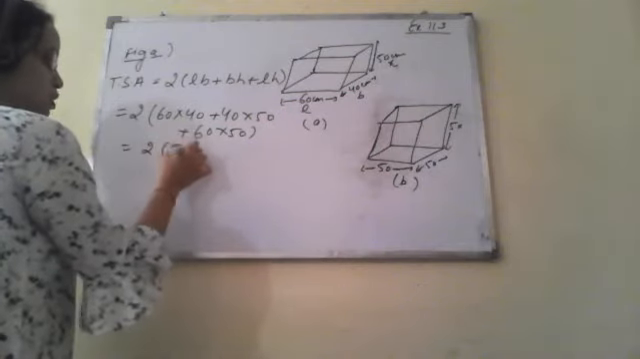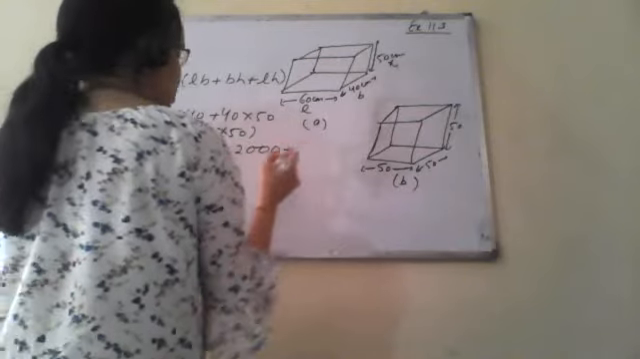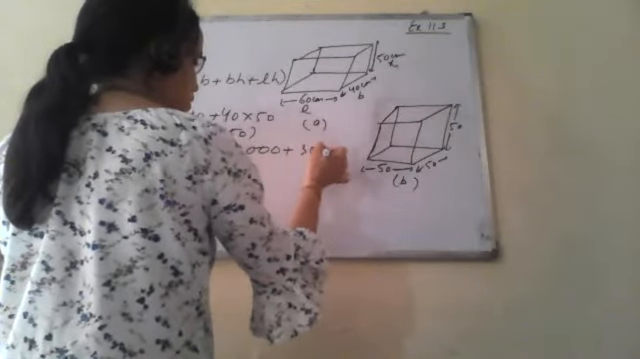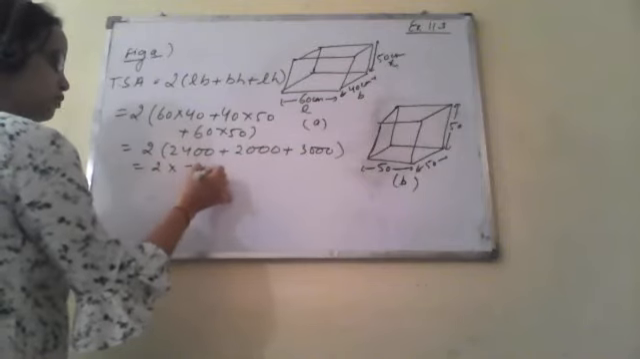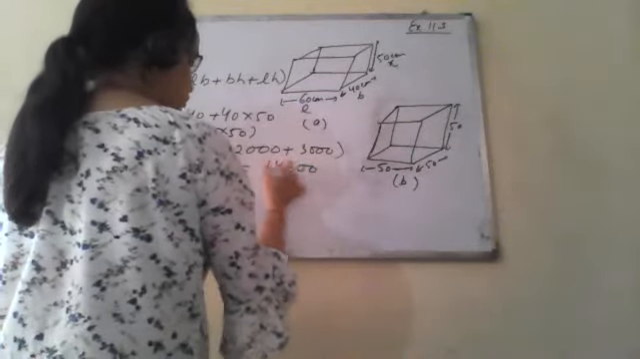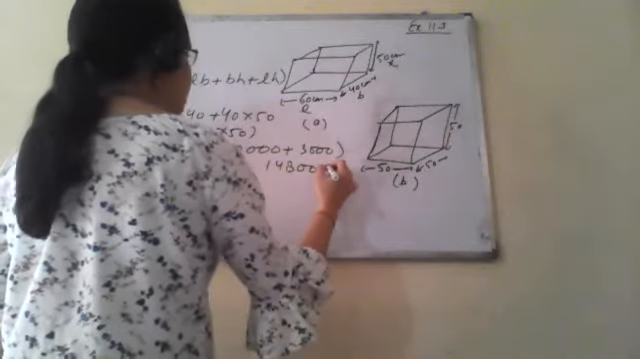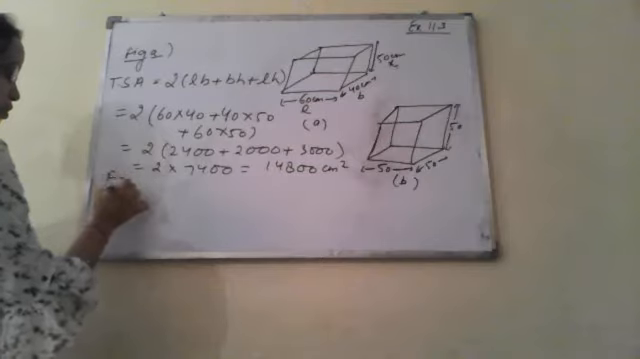So this is 2400 plus 2000 plus 3000. So this is 2 into 7400, and this is 14800 centimeter square. Now for figure B.